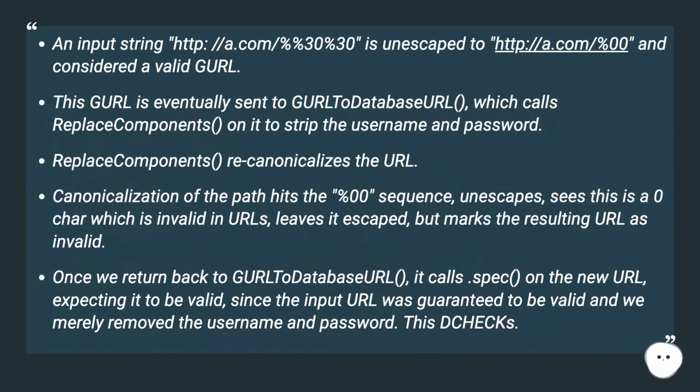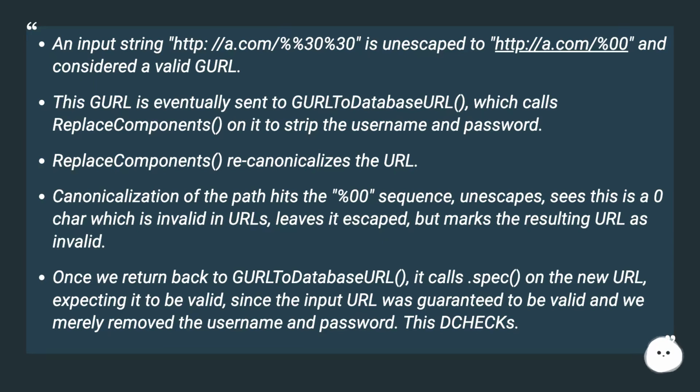And considered a valid URL. This URL is eventually sent to URL.database, which calls replace components on it to strip the username and password. Replace components recanonicalizes the URL. Canonicalization of the path hits the %00 sequence on escapes, sees this is a 0 char which is invalid in a path, leaves it escaped, but marks the resulting URL as invalid.